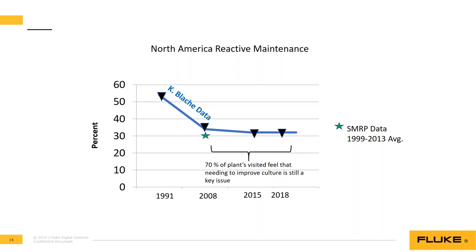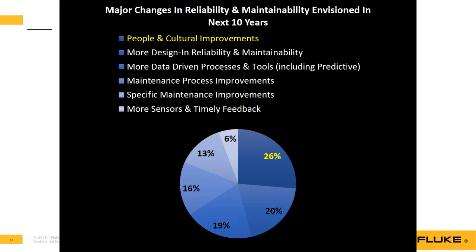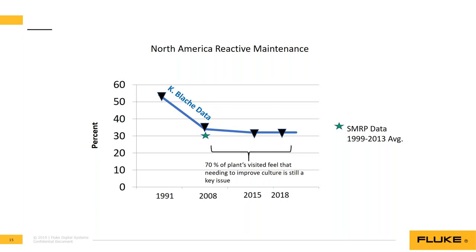So what did they tell us in the previous slide? They said if we don't get better at people and culture, we're going to come to a screeching halt 10 years from now. So that was 2008. Now we're 10 years later. And guess what? That's exactly what happened. If we don't get better at engaging the plant floor, it doesn't mean every plant in North America is doing bad, but on average, it is not getting better anymore.